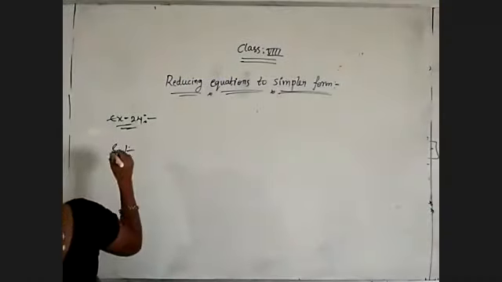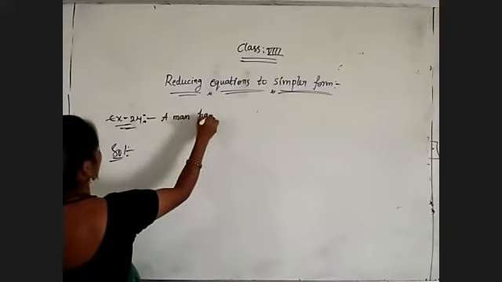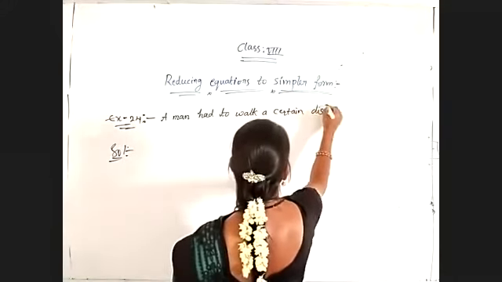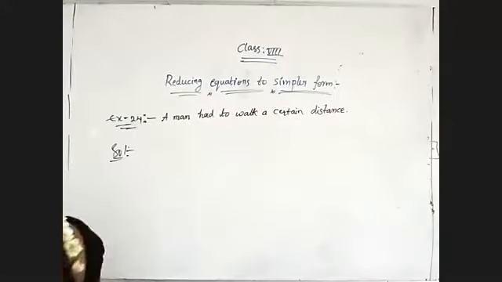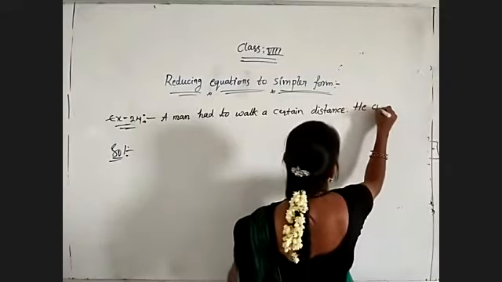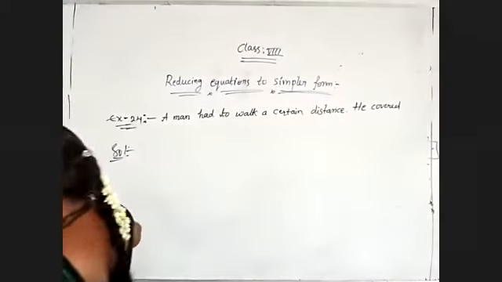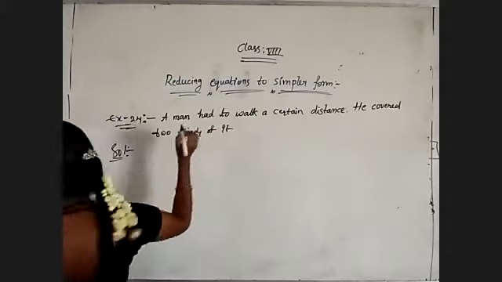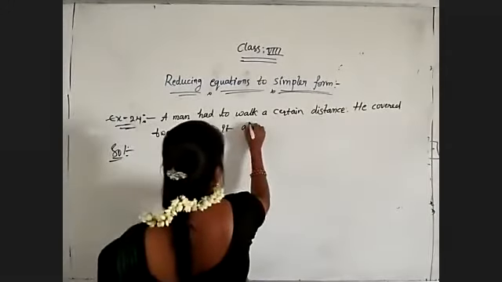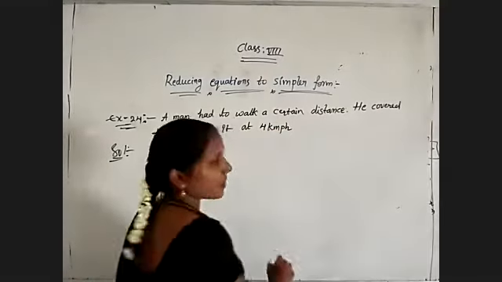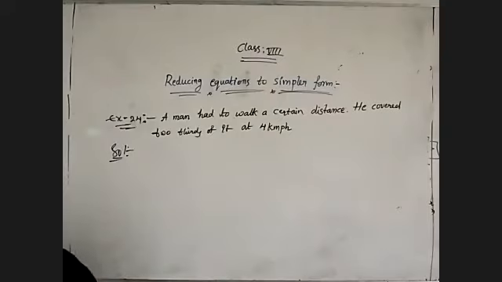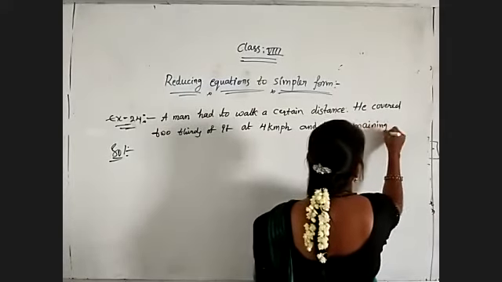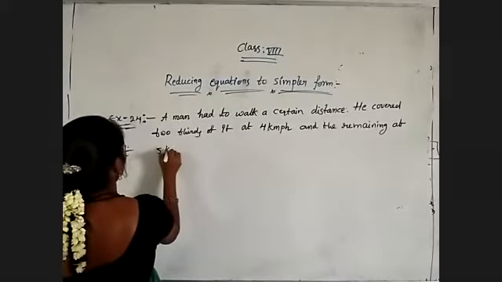A man had to walk a certain distance. He covered 2/3 of it at 4 kilometers per hour, and the remaining at 5 kilometers per hour.